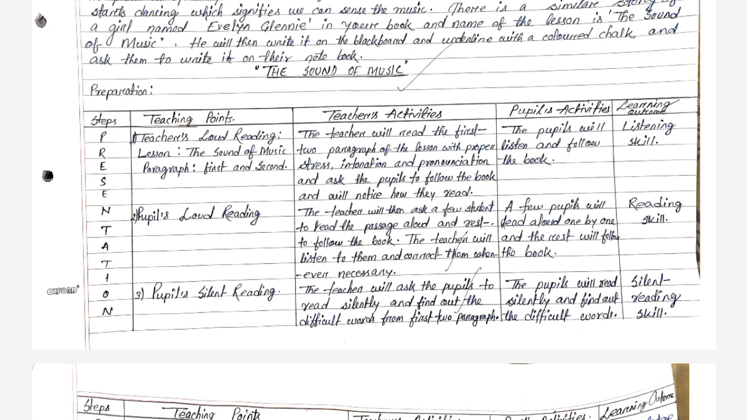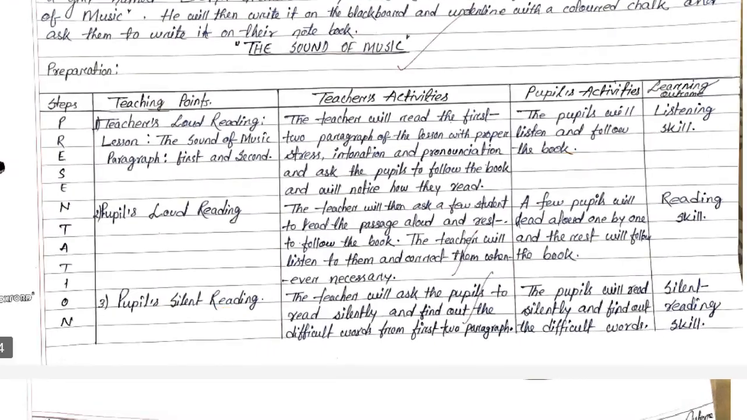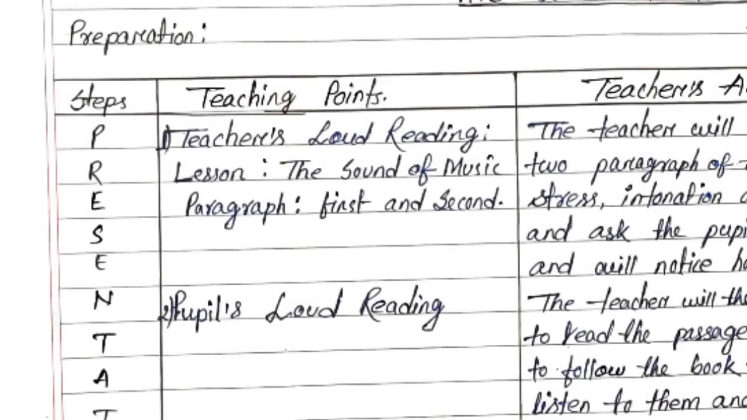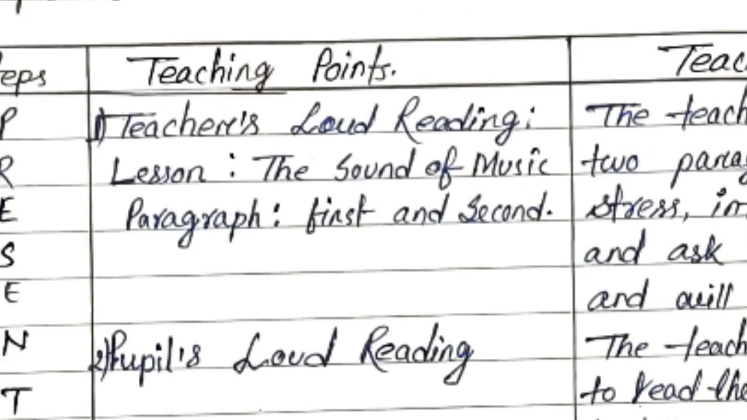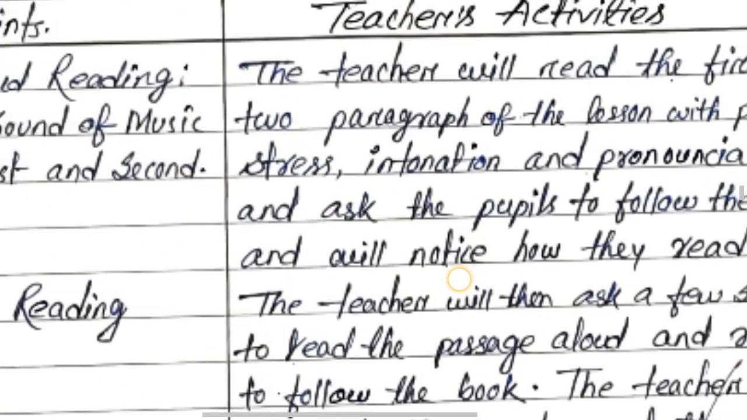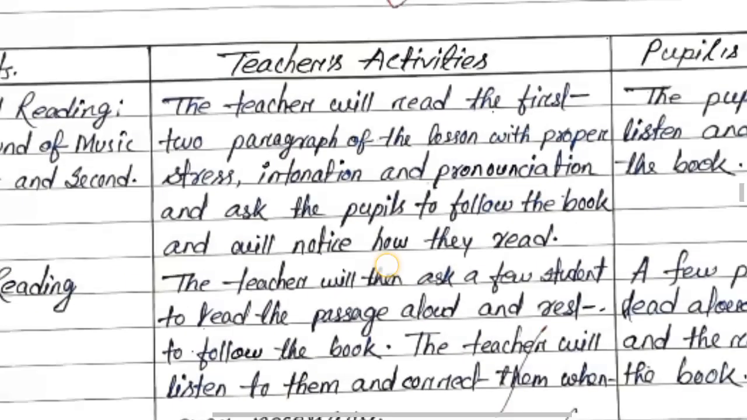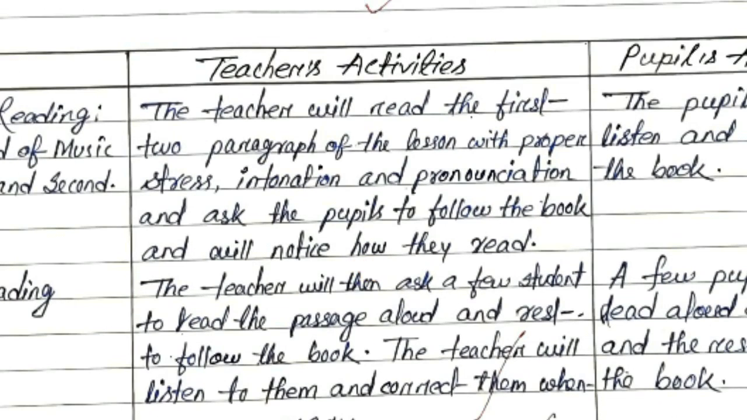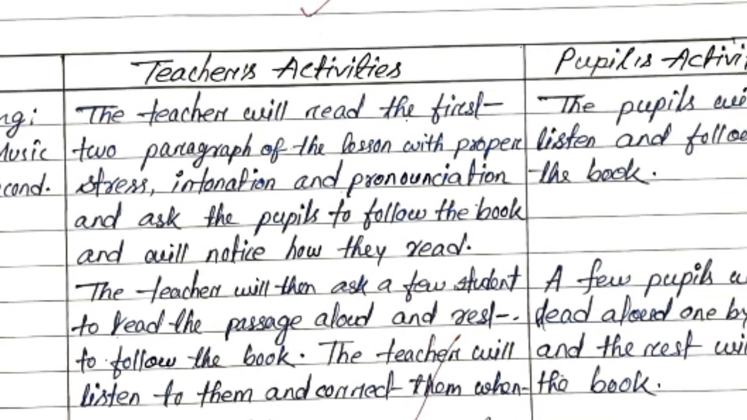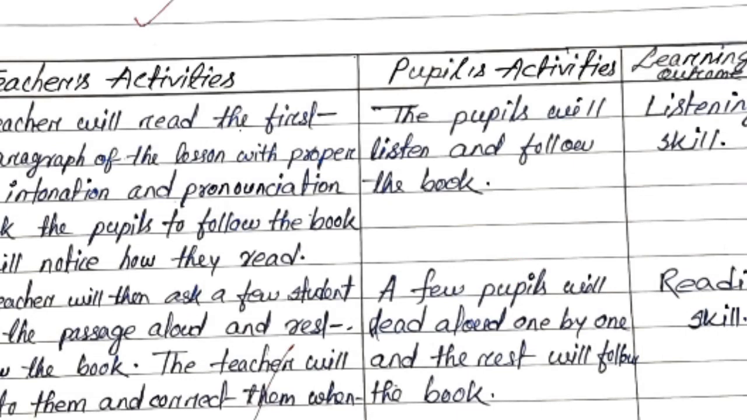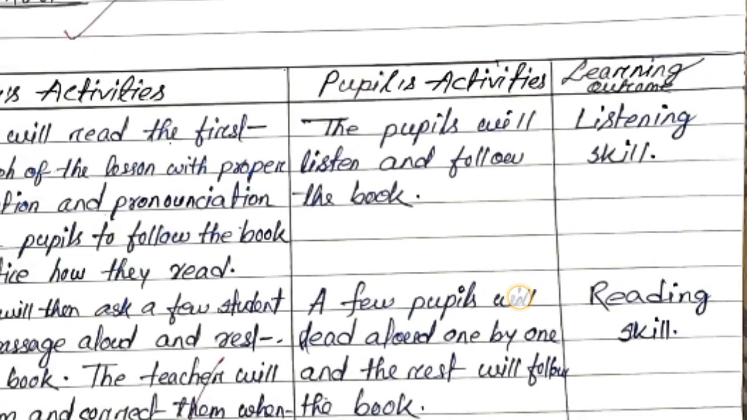In teaching points, the first teaching point we notice here is the teacher's loud reading. The teacher will read aloud for all the students with proper stress, intonation and pronunciation, so that the students can understand it properly. In pupil activities, pupils will follow the book and listen very carefully, and it will develop a learning outcome like listening skill.